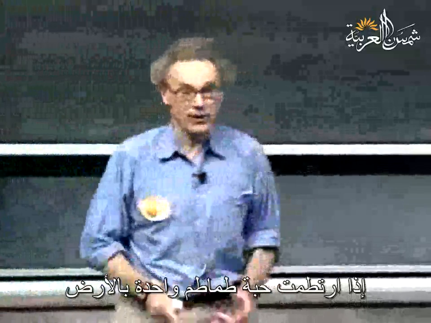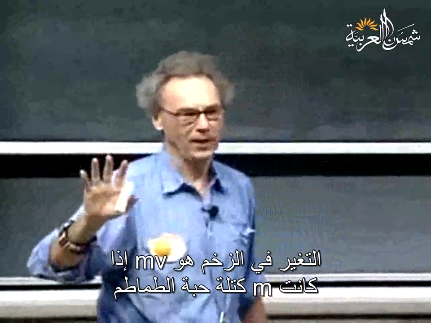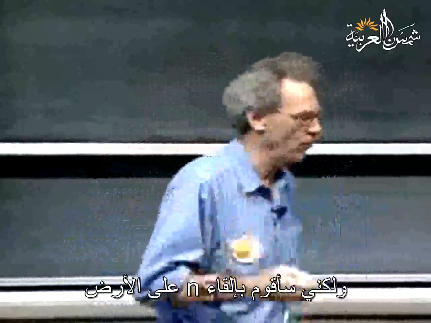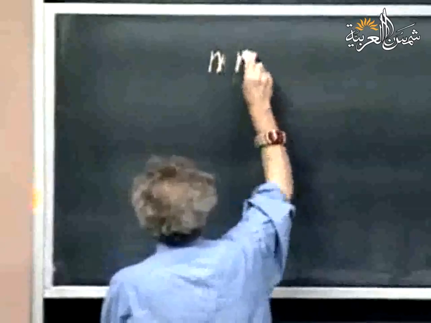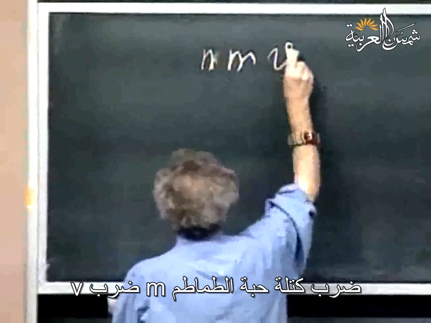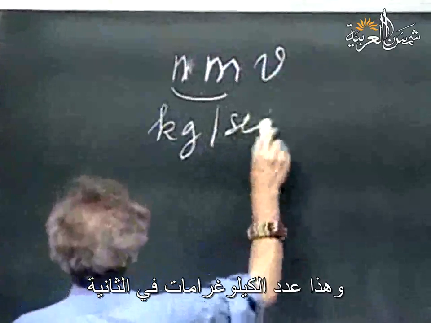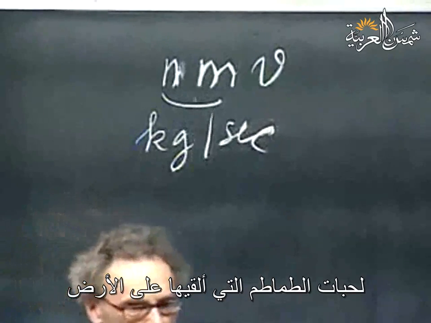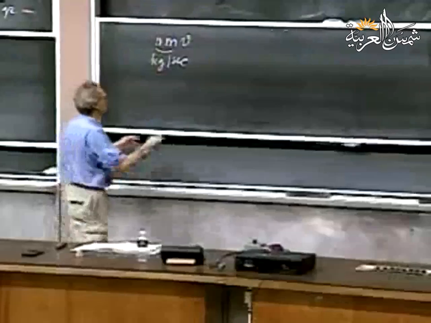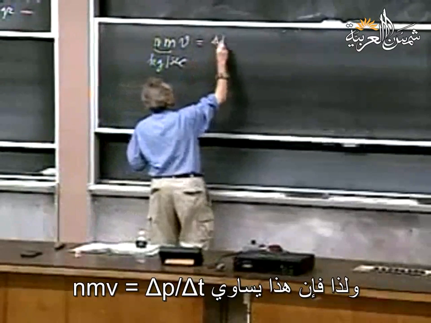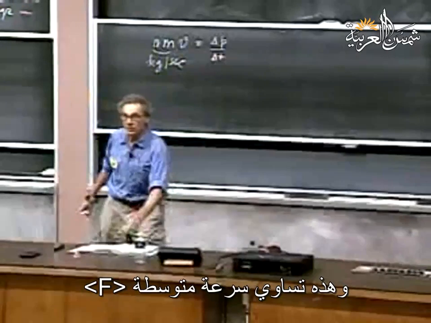If one tomato hits the floor, the change of momentum is mv, if m is the mass of the tomato. But I'm going to throw n of them on the floor, so the change of momentum is n times the mass of the tomato times v. And this is the number of kilograms per second of tomatoes that I throw on the floor. So this is a change of momentum, and this equals delta P divided by delta T. And that's an average force.